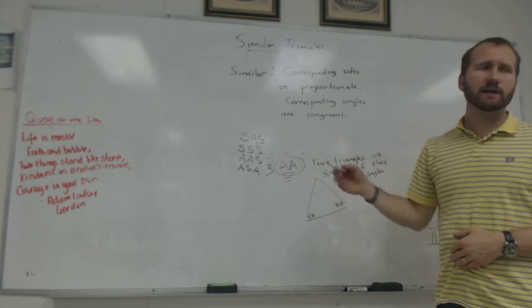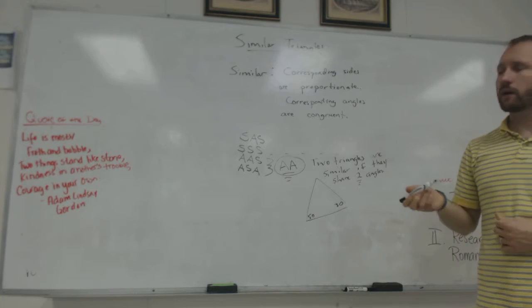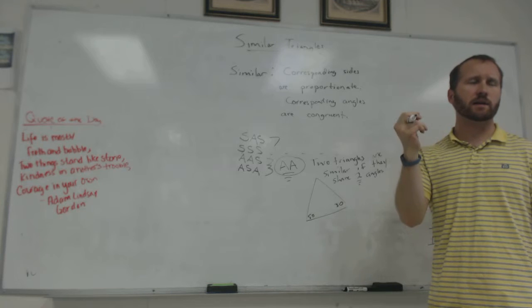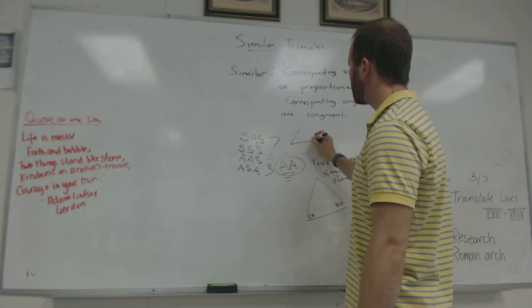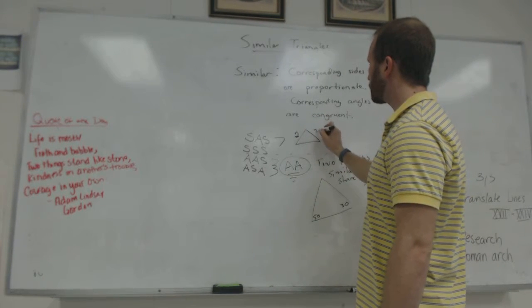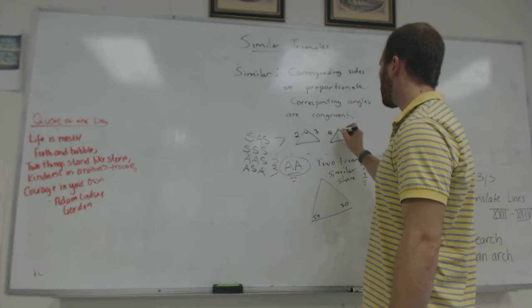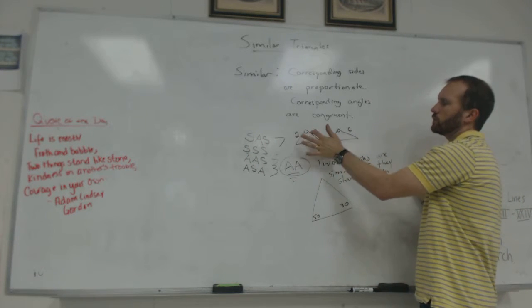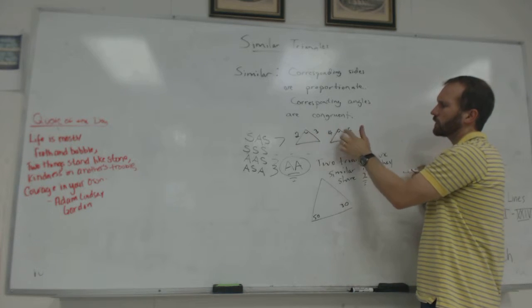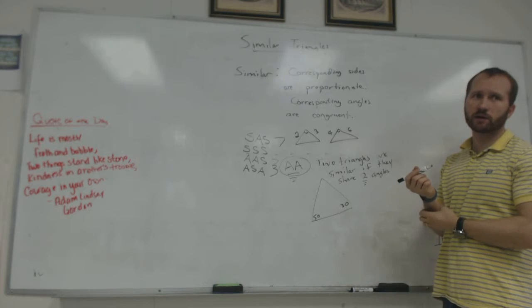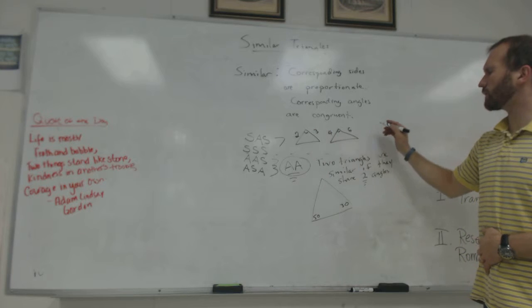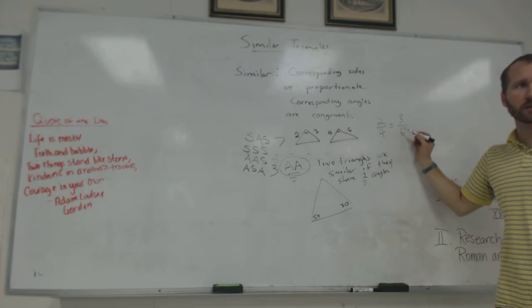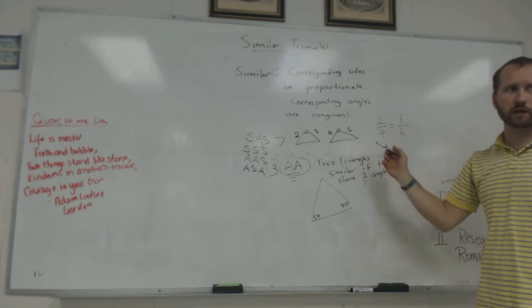And then side angle side and side side side can also be used to show triangles are similar. And on the sides, what we're looking for, though, are not the same sides, but sides that are in the same proportion. So if I have a triangle, and let's say this one's 2 and 3, and then I have another triangle that's 4 and 6, I can say these triangles are similar by side angle side, because I have 2 multiplied by 2 equals 4, and 3 multiplied by 2 equals 6. So essentially what I do is I take these corresponding sides, 2 over 4 and 3 over 6, and I set them equal to each other. And if that's true, then those triangles are similar.